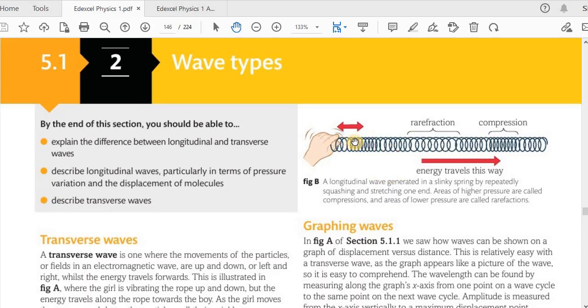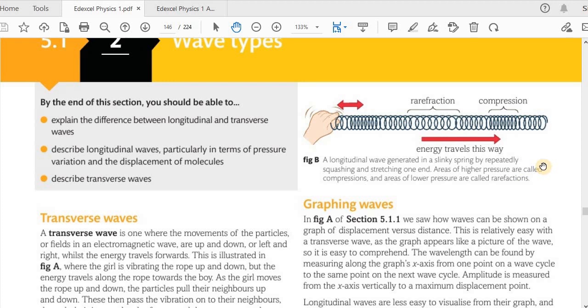Okay, so you move this backwards, forwards, then the waves are sent that way, energy travels that way. So here you see where the coils are spread out, that is a rarefaction. Where they are closer together is a compression. So these are not fixed, it moves from here to here. So this will compress the one next to it, and then this side will be stretched. So that way the coils are moving only forwards and backwards, but the wave energy travels to the right. A longitudinal wave is generated in a slinky spring by repeatedly squashing and stretching one end.